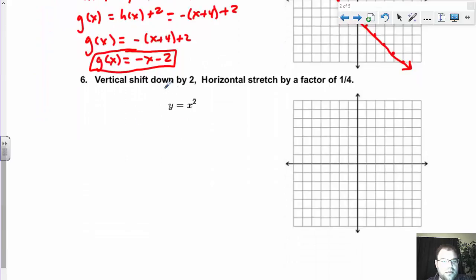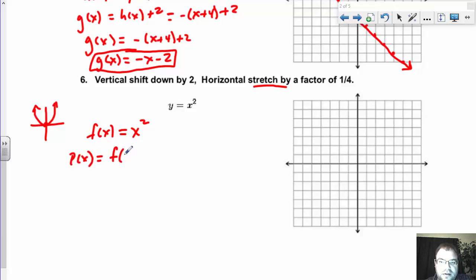Last transformation. Thank goodness, right? And then we have y equals x squared. So this is the parabola. The parent function of the parabola goes like this. So we'll start off with f of x is equal to x squared. And then we'll do a horizontal stretch by a factor of a fourth. Horizontal stretches and compressions are inside the parentheses. So p of x is going to equal f of 1/4 x, right? So that means this x is being replaced by this. So keep it in the parentheses, 1/4 x, and this is all squared.